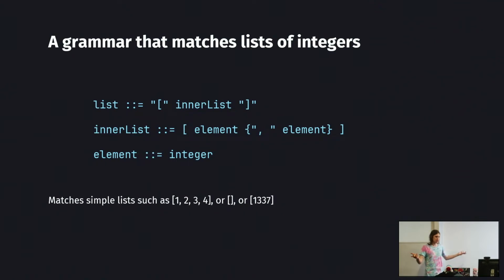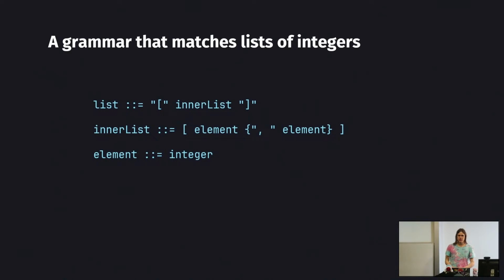An inner list, in turn, is optional, so it could be empty. You can have an empty list. Or it's going to be one element followed by any number of commas and then elements. So if you think about it, it can be like element, or element, comma element, or element, comma element, comma element, and so on and so forth. And this just gives us something. You can't put commas at the end, which some people like doing, and I like doing that, but this is just simple for now.